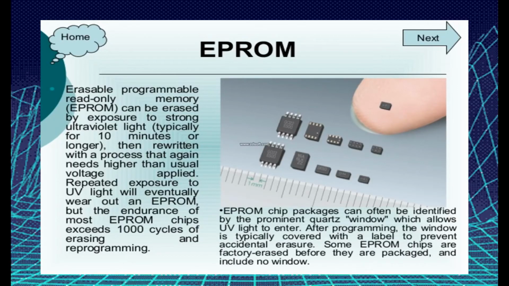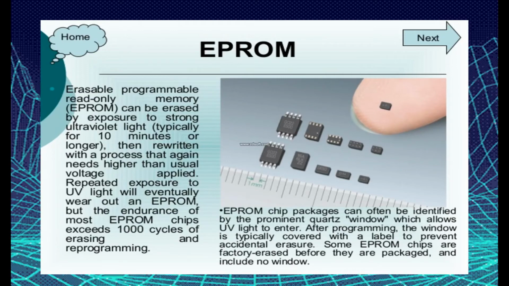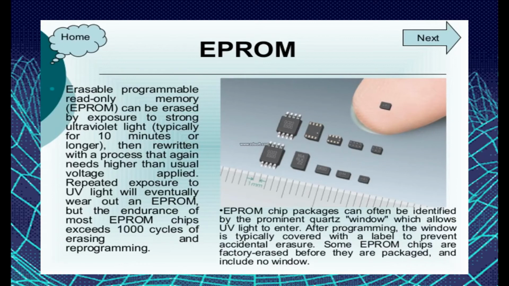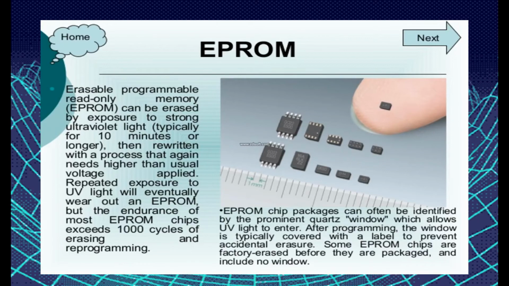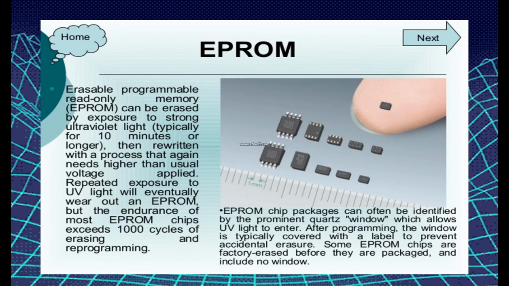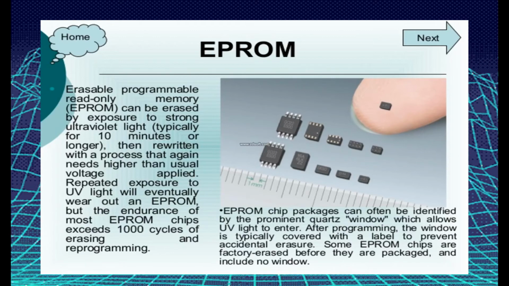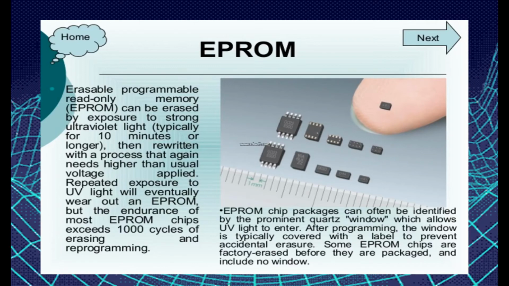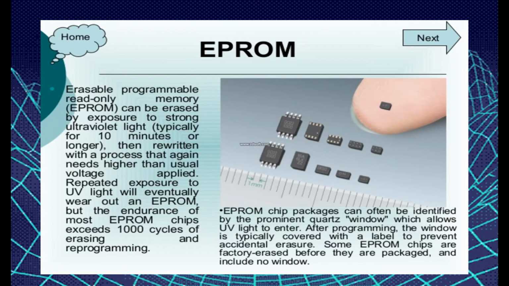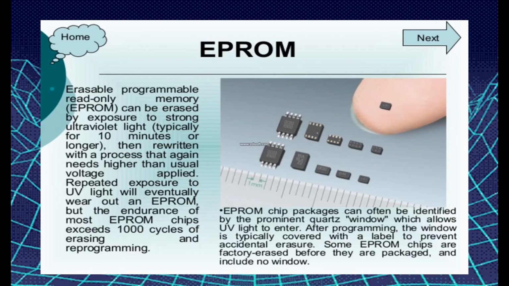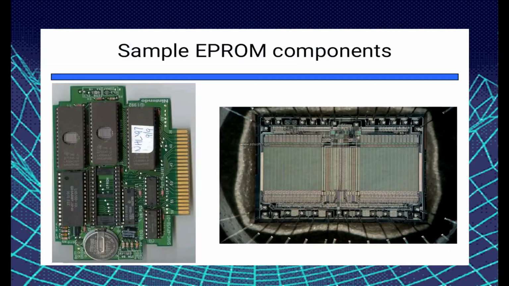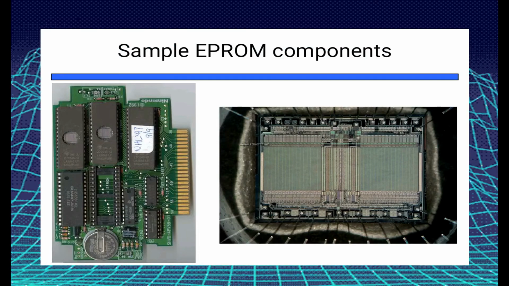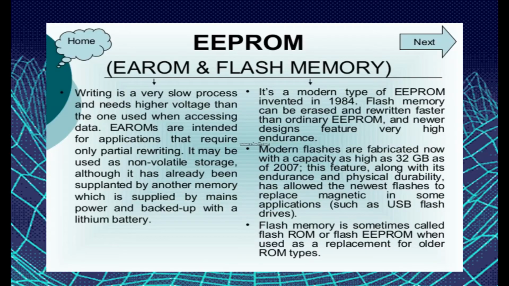So EPROM, its full form is erasable programmable read only memory. It can be erased by exposure to strong ultraviolet light, typically for 10 minutes or longer. EPROM chip packages can often be identified by the prominent quartz window, which allows UV light to enter. Some EPROM chips are factory erased before they are packaged and include no window. These pictures show some sample EPROM components.